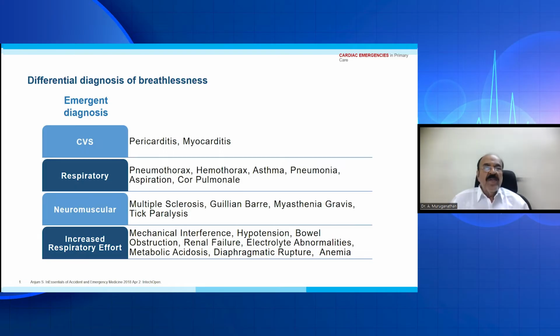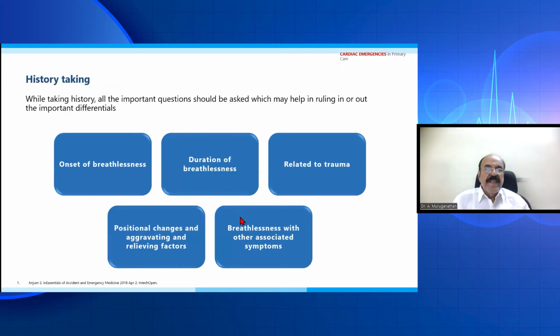The other emergent diagnoses are pericarditis, myocarditis. In respiratory, I already told you pneumothorax, hemothorax, asthma, pneumonia, aspiration, and carbon monoxide. Neuromuscular: multiple sclerosis, Guillain-Barré, myasthenia gravis, tick paralysis. When you see increased respiratory effort, mechanical interference, hypotension, bowel obstruction, renal failure, electrolyte abnormalities, metabolic acidosis, diaphragmatic rupture, and anemia. When you see a patient who is breathless at rest, when their accessory muscles are put into action, when there is tachypnea, you kindly get a good history, do the proper investigation to arrive at the conclusion so that you can immediately treat the patient.